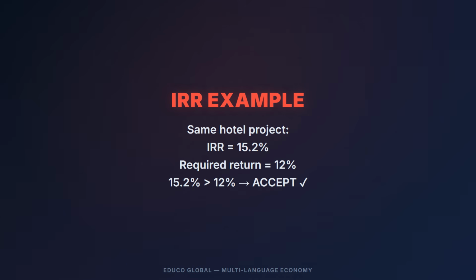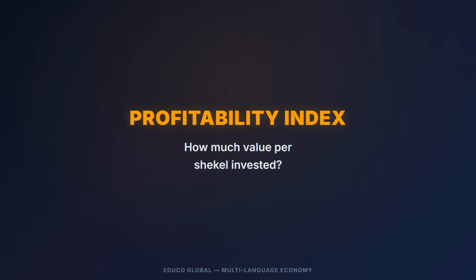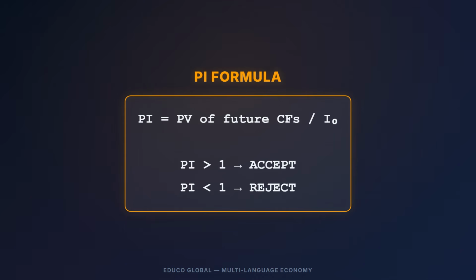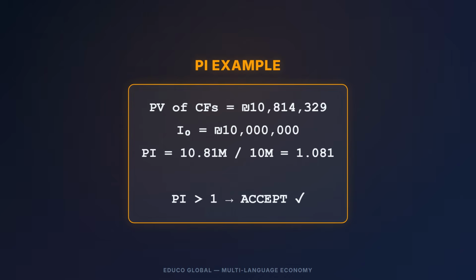The profitability index tells you how much value you get per shekel invested. It's especially useful when you have a limited budget and need to rank projects. The profitability index equals the present value of future cash flows divided by the initial investment. If PI is greater than 1, accept. If less than 1, reject. For our hotel, the present value of cash flows is 10.81 million divided by the 10 million investment gives a PI of 1.081. Greater than 1, so accept.